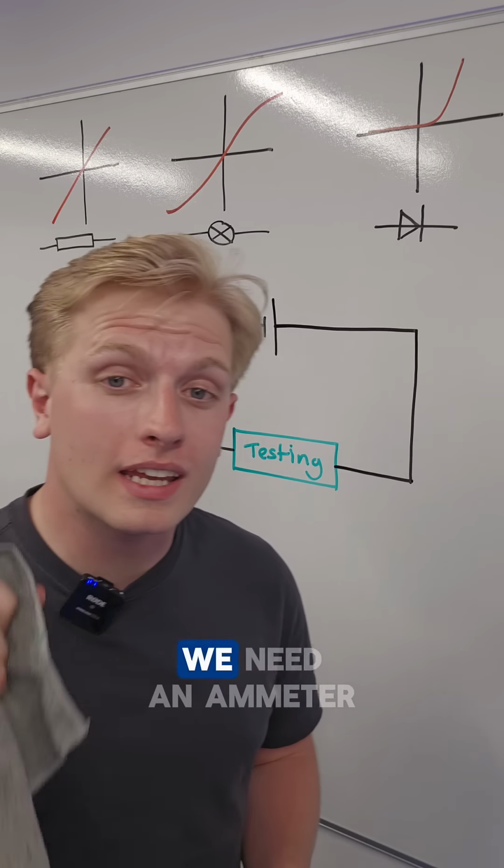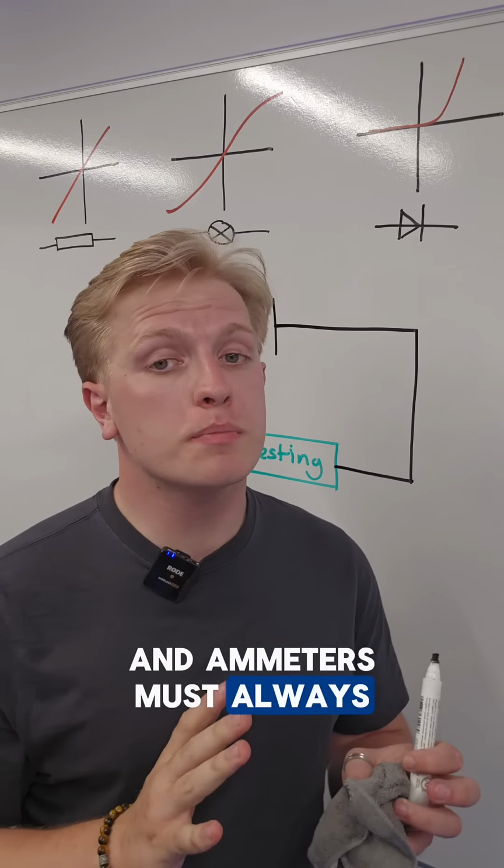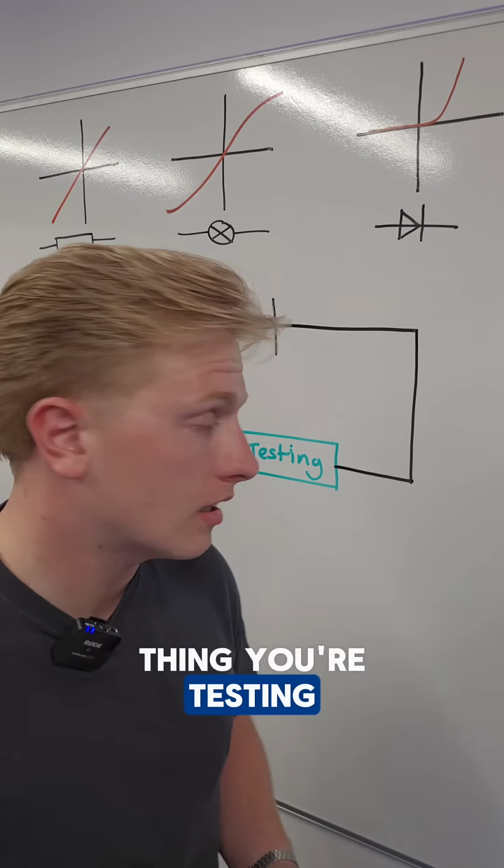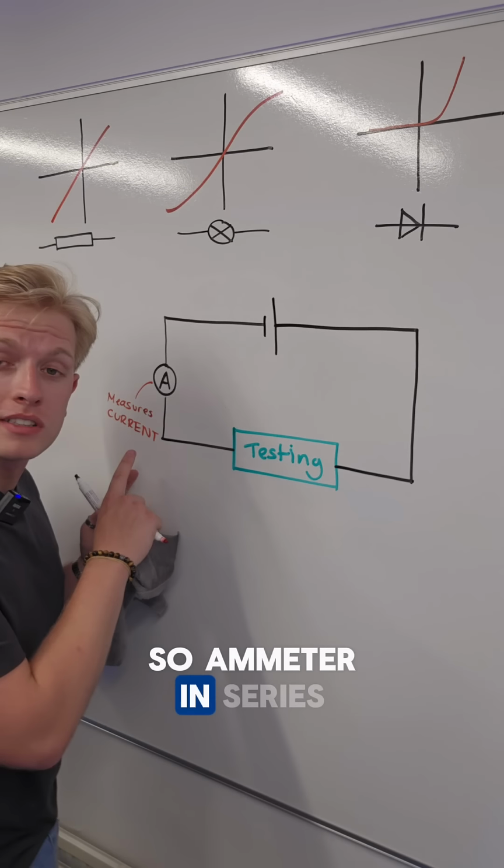Now, to measure current, we need an ammeter, and ammeters must always be connected in series to the thing you're testing. That means in the same loop. So ammeter in series to measure current.